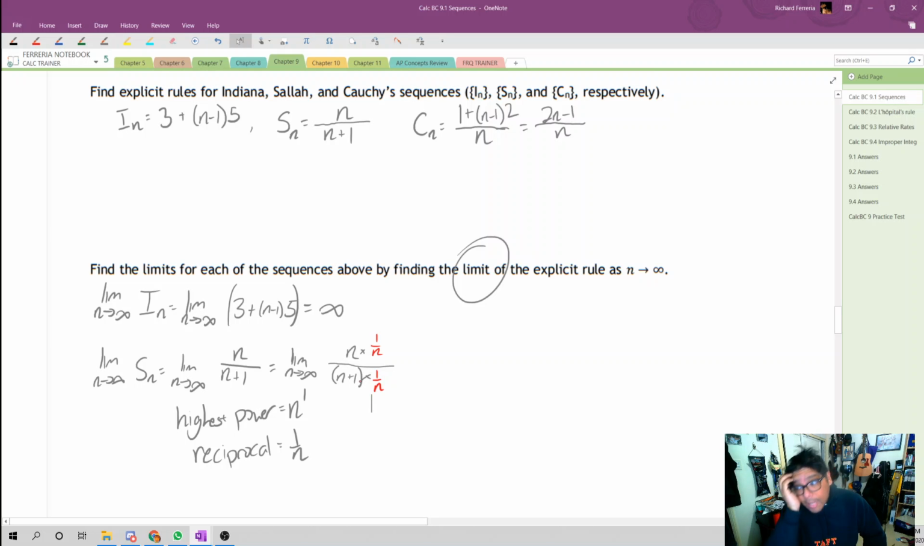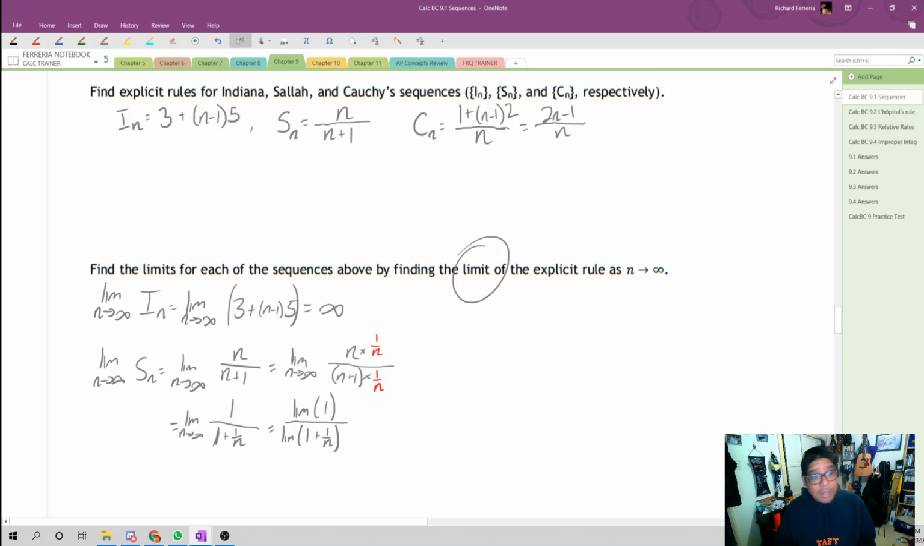Okay, and that's going to give us a bunch of fractions, really. Let's see, let's simplify that out. We get 1 over 1 plus 1 over n. And although you would never write it, you would think this is true. And it is true, property-wise. The limit of the quotient is the limit of the numerator divided by the limit of the denominator.